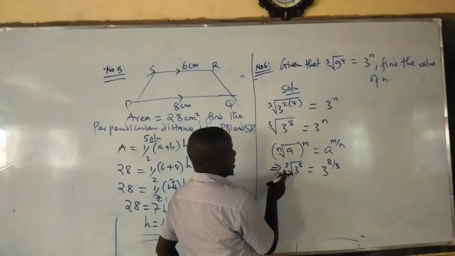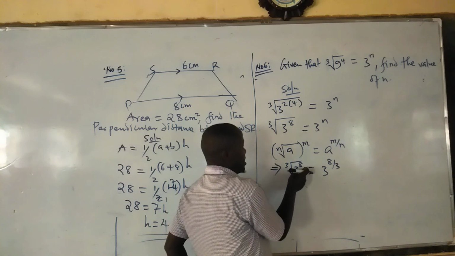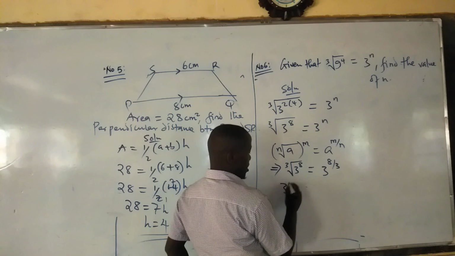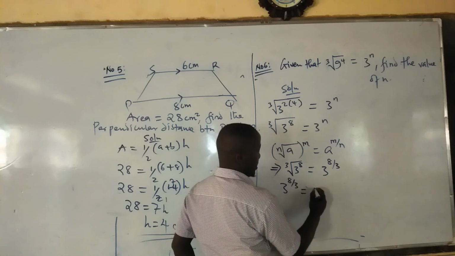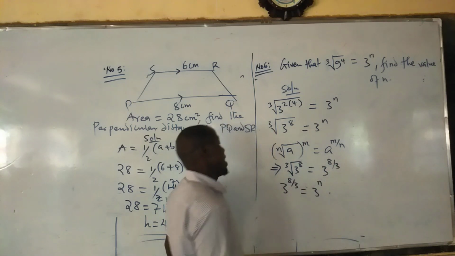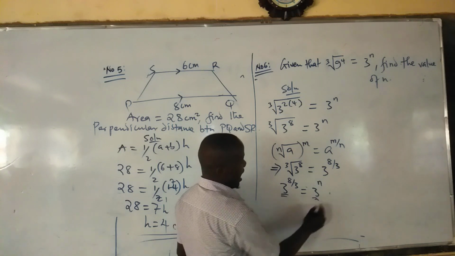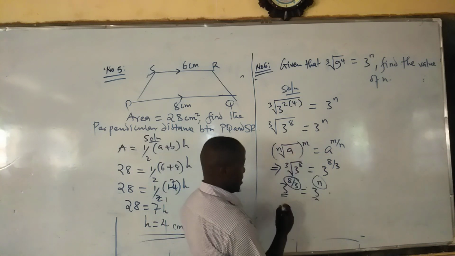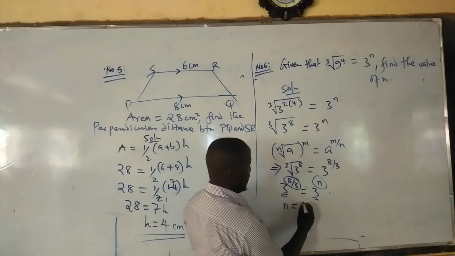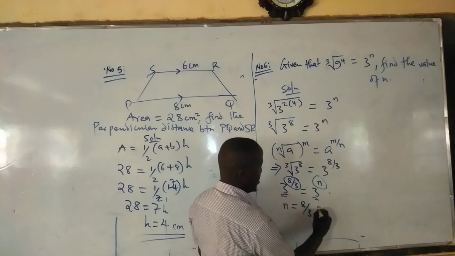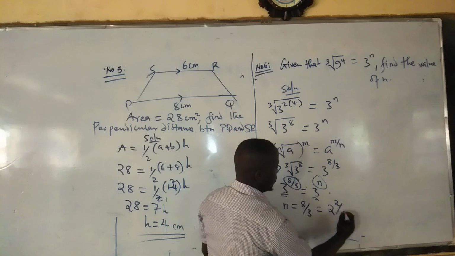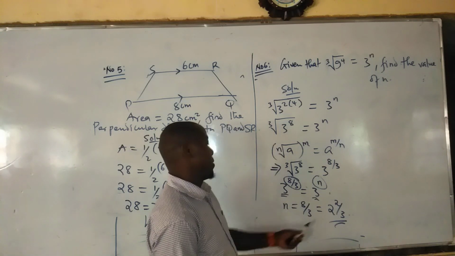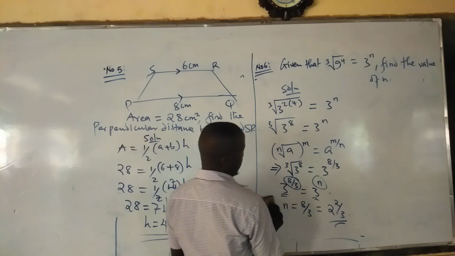Therefore, we can say the third root of 3 power 8 is the same as 3 power 8 over 3. Therefore, 3 power 8 over 3 is the same as 3 power n. Now, because the bases are the same, which is 3, we can equate the indices and say n is equal to 8 over 3, which is 2 and 2 over 3. So that's how we get the value of n.